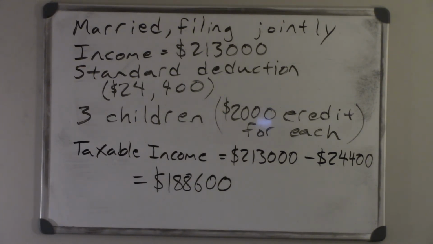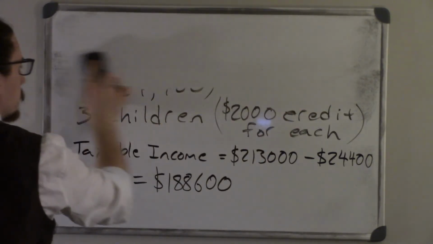All right, once we have that taxable income, we can then go to our table that has our tax brackets and our tax rates. We can figure out what our marginal tax rate is, and then we can also start calculating our tax burden.